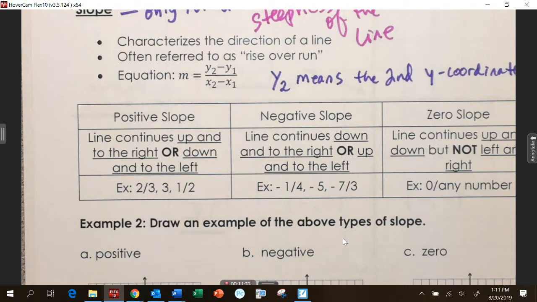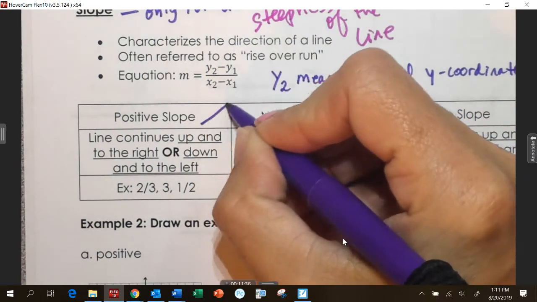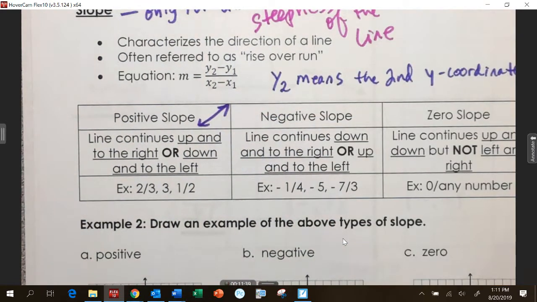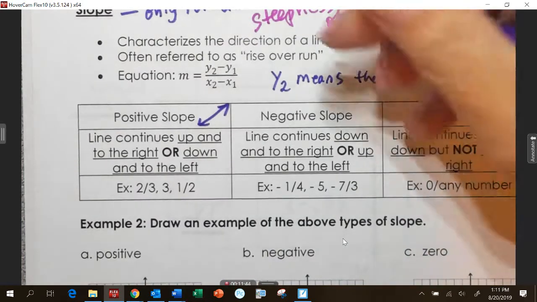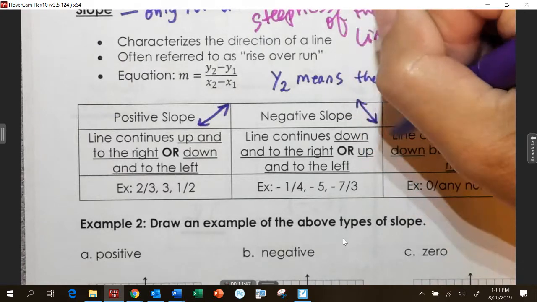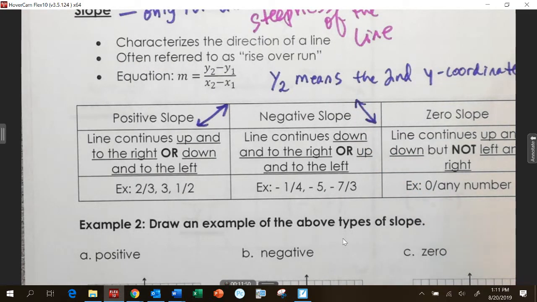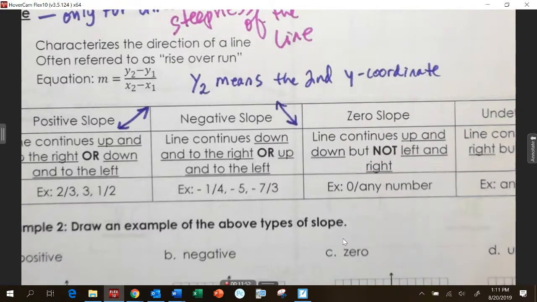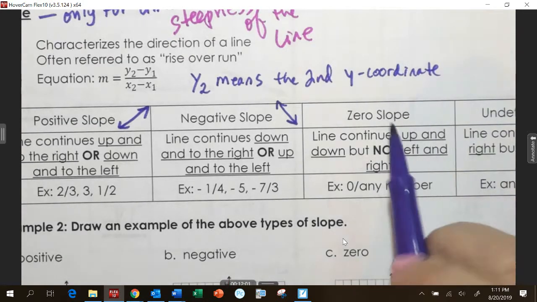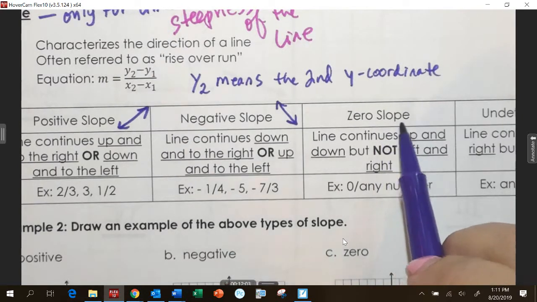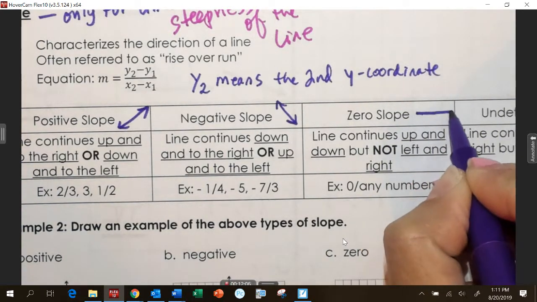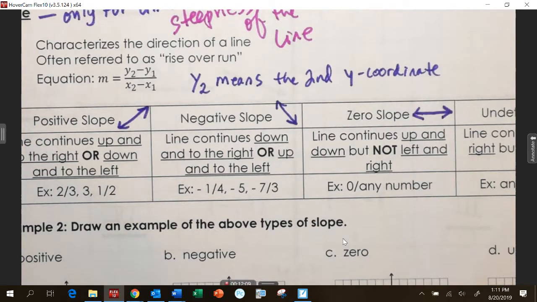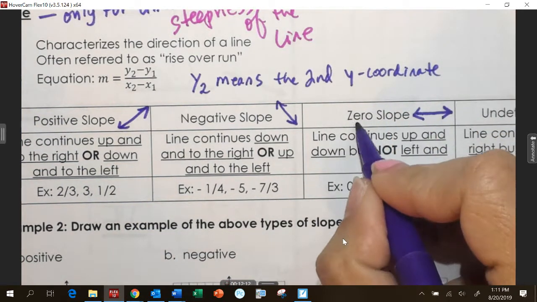if it's going uphill, from left to right, if the line is going uphill, that's a positive slope. It's up. If it is going downhill from left to right, negative slope. So positive is up, negative is down. What is not positive and not negative? Zero. So zero does not go up and it does not go down. It goes straight across, horizontal. Well, you can write horizontal in there if you want.